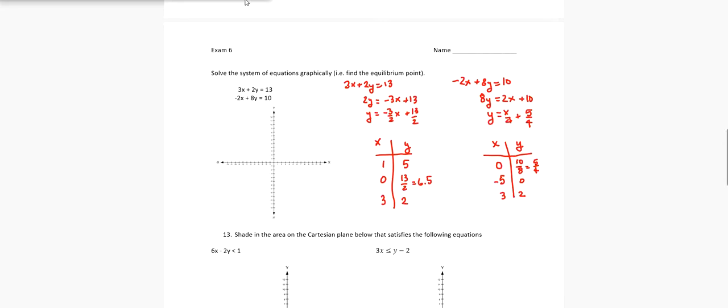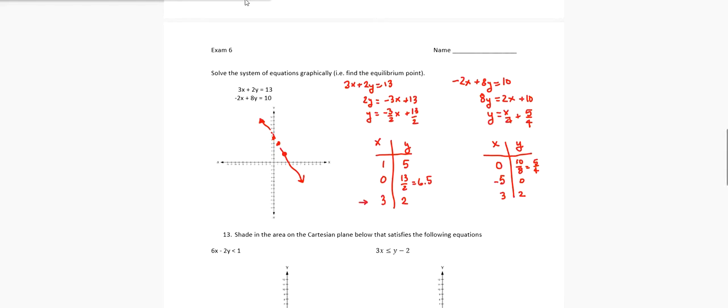So let's come over here to our microscopic plot here. 1, 2, 3, 4, 5. Looks like up here. 1, 5 is there. 0, 6.5 is here, halfway between these two. We'll make these blobs really big. And then 3, 2: 1, 2, 3. 1, 2 is here. So that's this line. Okay, so you could have plotted different points, but the line should be in the same spot here.